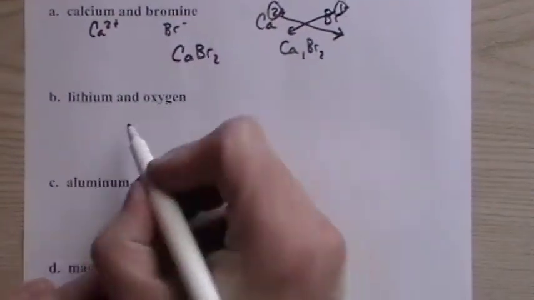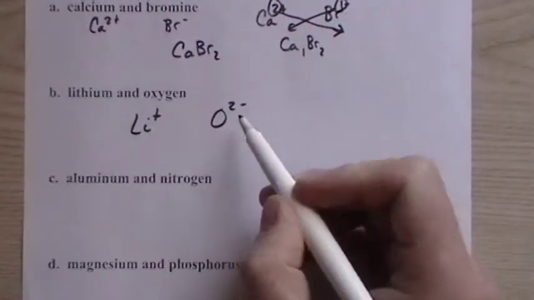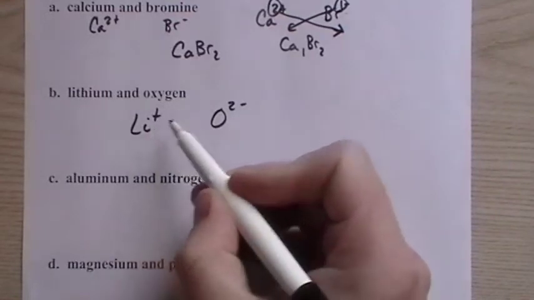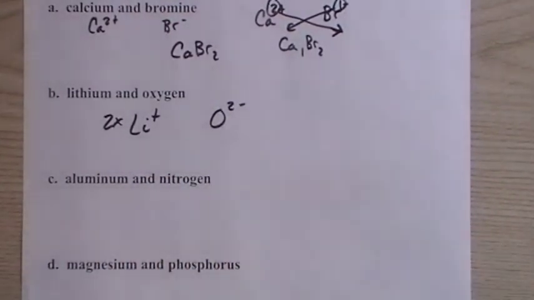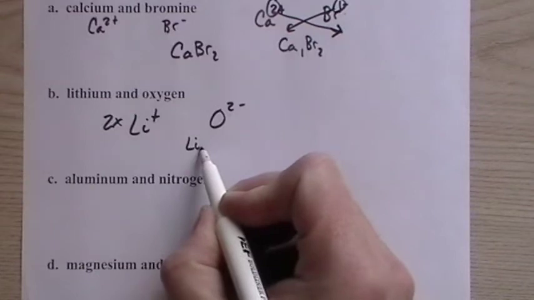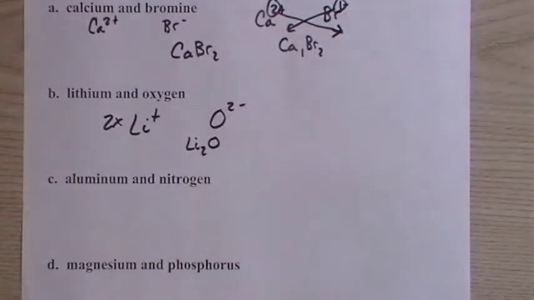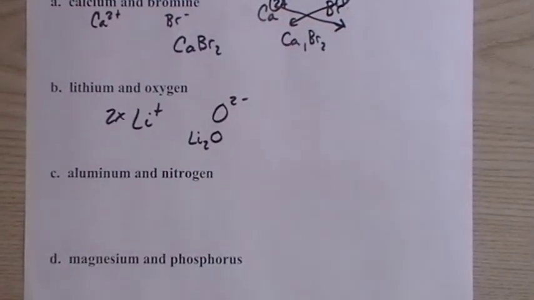Lithium and oxygen. Lithium is +1. Oxygen is -2. Well, you have a -2 here and a +1, so you're going to need 2 of these to balance that charge. And remember, an ionic compound has to be neutral. You can't have a compound that has a charge on it. It can't just be sitting around with a charge. It has to be balanced in some way. Even if the ions are loose in solution, there's the same number of counter ions to match them up, even if they are floating around free. Overall, it's a neutral charge.